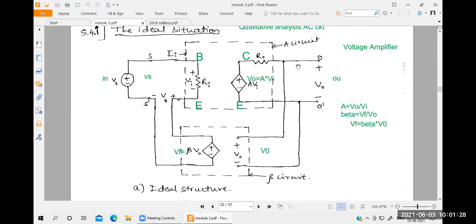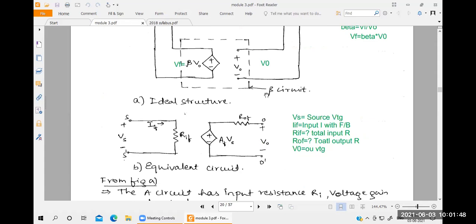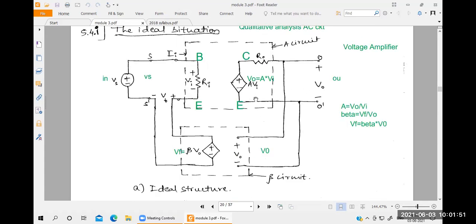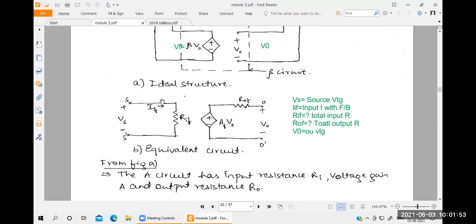amplifier diagram. The output of the amplifier is connected to the feedback. Next, the output of the feedback is connected to the input of the amplifier by using the mixer. The mixer takes two inputs, one from the source and one from the output of the feedback. Understood? So this is the ideal structure, meaning the equivalent circuit for the amplifier with feedback, that is, in voltage.